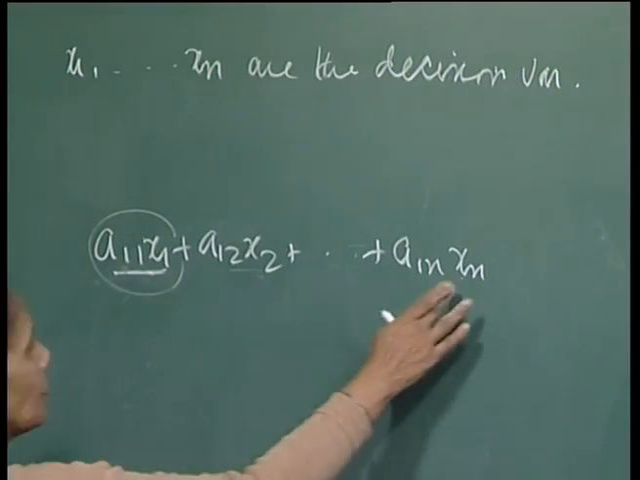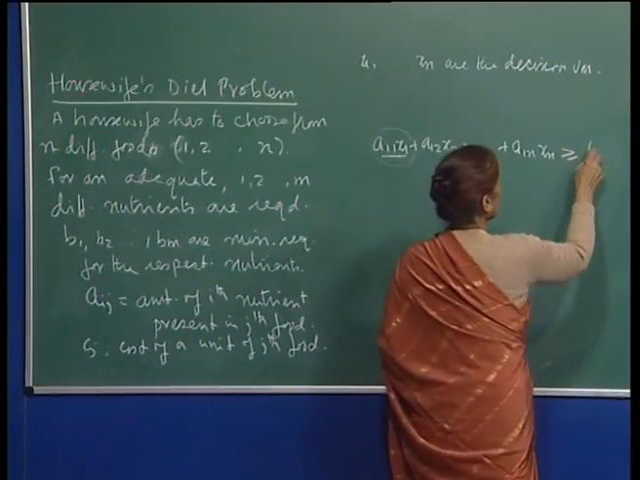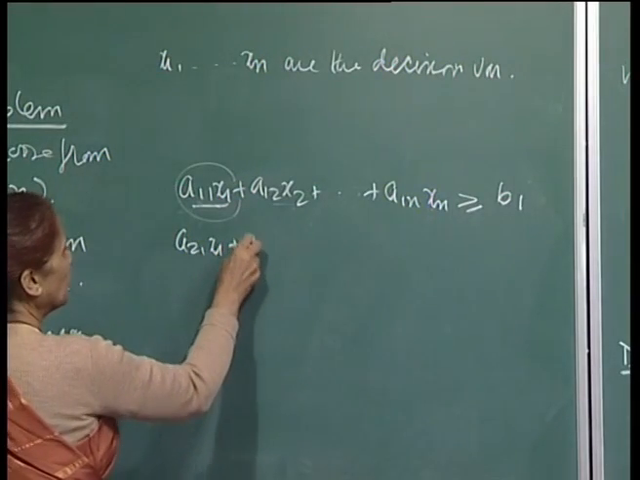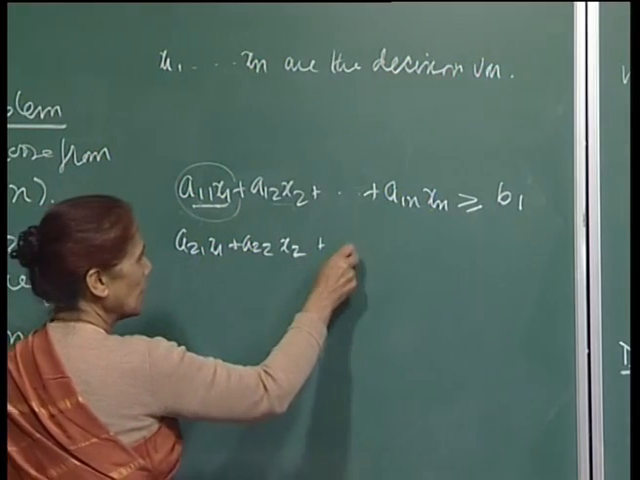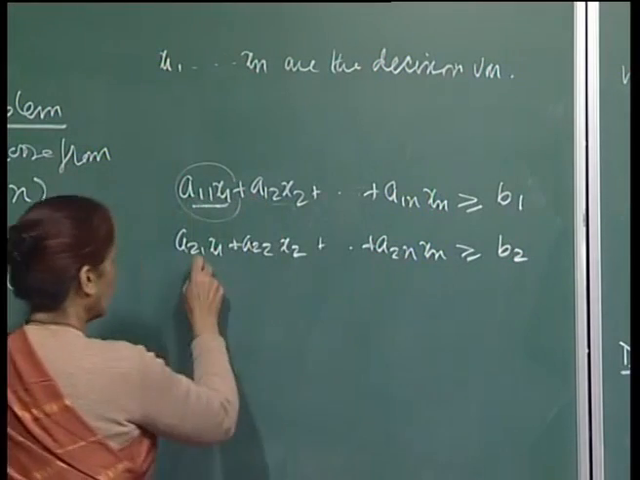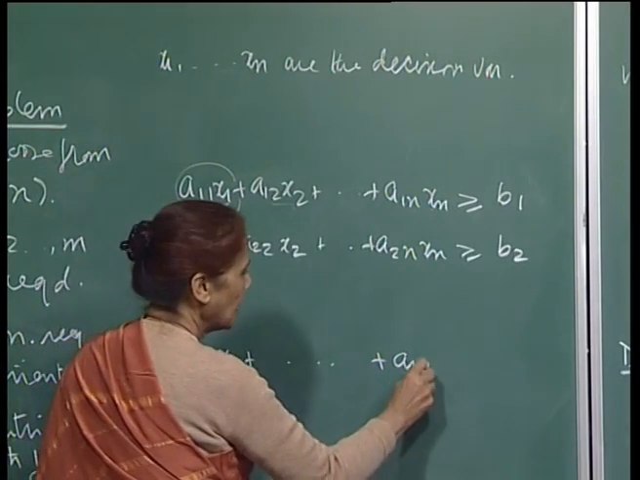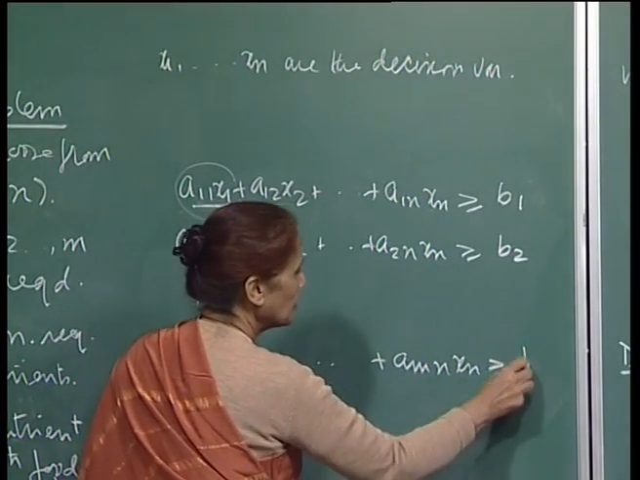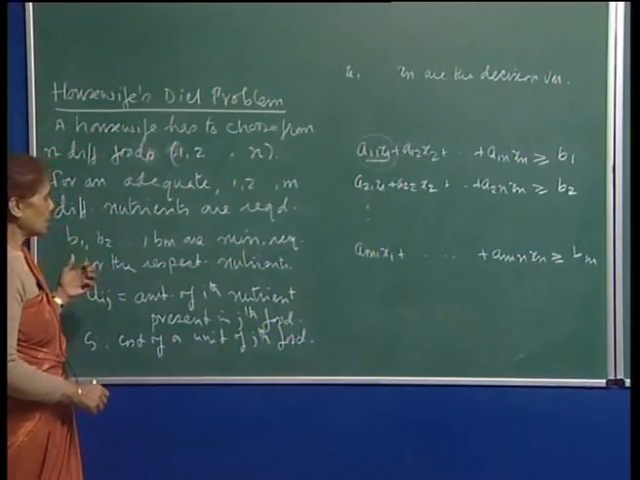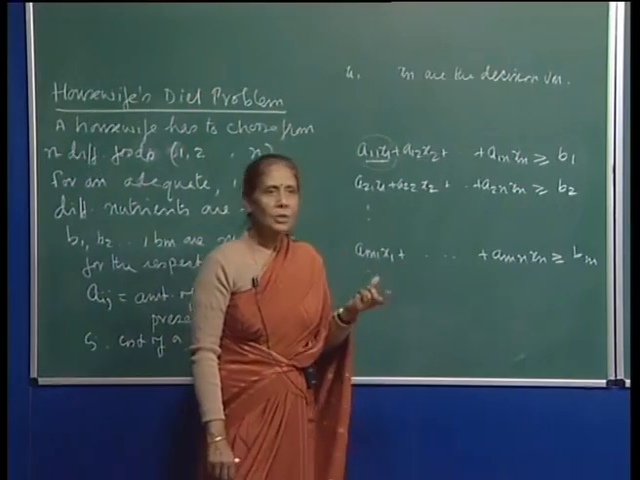So this total, if my diet is made up of x1, x2, xn, will give me the total amount of first nutrient present in my food, and this must be greater than or equal to P1. Similarly, you can have A21 x1 plus A22 x2 up to A2n xn greater than or equal to P2. And finally, you have AM1 x1 and so on plus AMN xn greater than or equal to PM. These are your constraints which make sure that the diet that the housewife chooses is adequate. It meets the nutrition requirements.